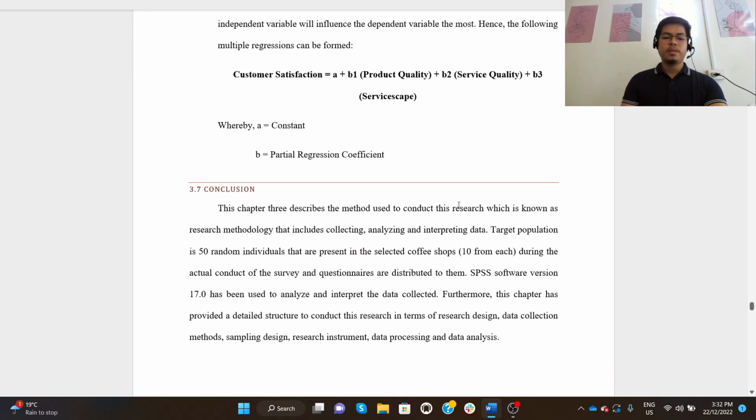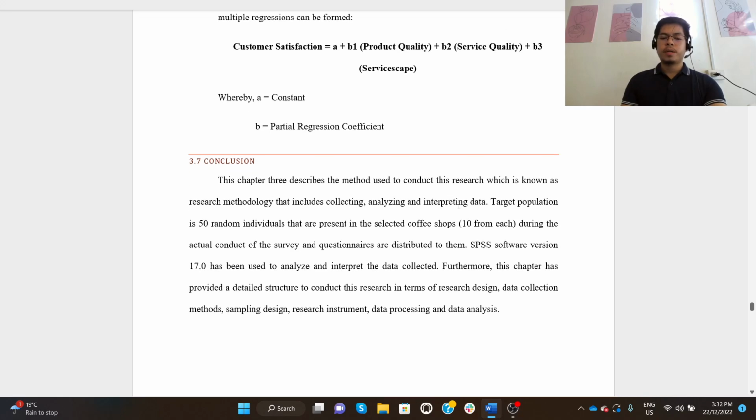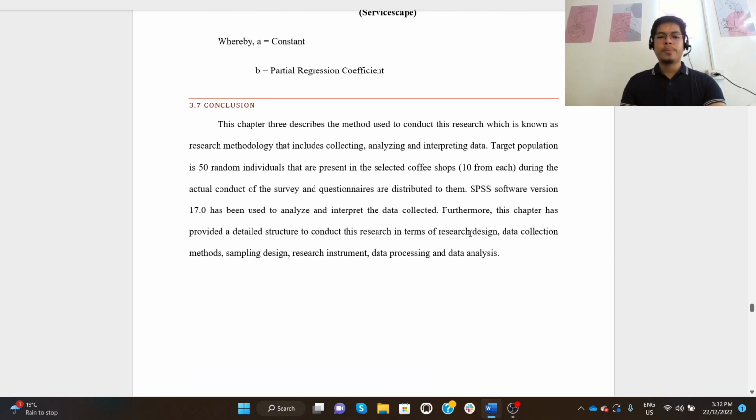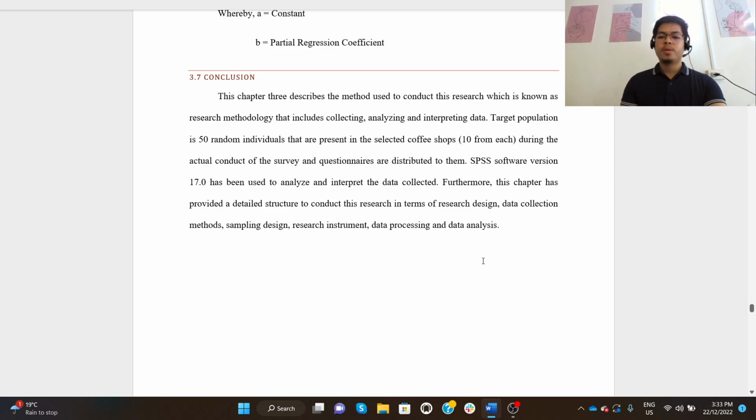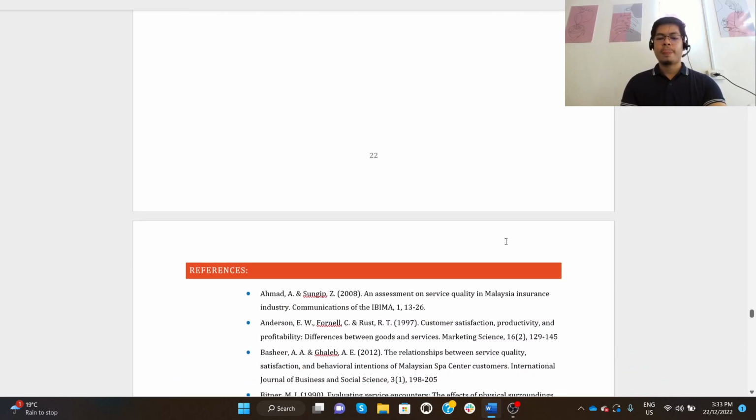So, in conclusion, this chapter describes the method used to conduct this research, which is known as research methodology, that includes collecting, analyzing, and interpreting data. So, the target population is 50 random individuals that are present in the selected coffee shops, 10 from each. During the actual conduct of the survey, questionnaires are distributed to them. SPSS software version 17.0 has been used to analyze and interpret the data collected. Furthermore, this chapter has provided a detailed structure to conduct this research in terms of research design, data collection methods, sampling design, research instrument, data processing, and data analysis.